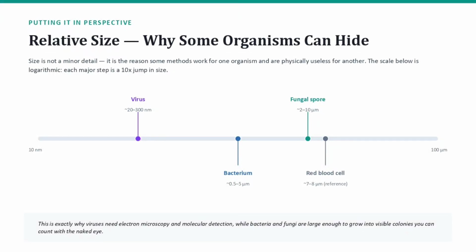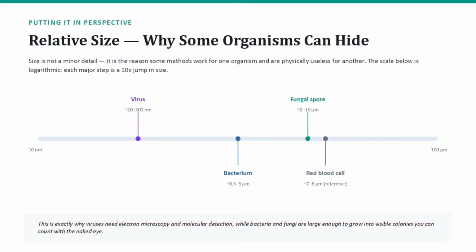Look at the scale on this slide. It is logarithmic, which means each major step represents a tenfold jump in size, not a simple linear increase. On the far left end of that spectrum sits the virus, at roughly 20 to 300 nanometers. Move along the scale and you reach the bacterium, at roughly half a micron to 5 microns, already noticeably larger. Continue along and you reach the fungal spore, at roughly 2 to 10 microns.